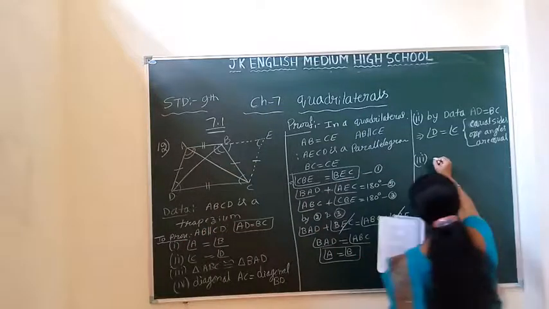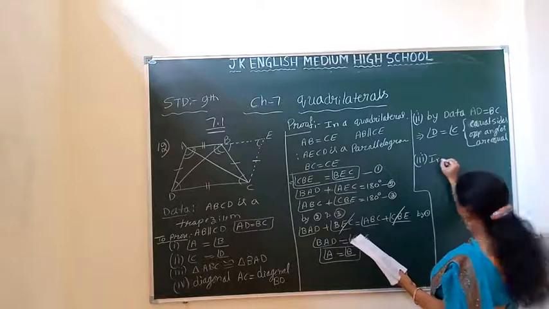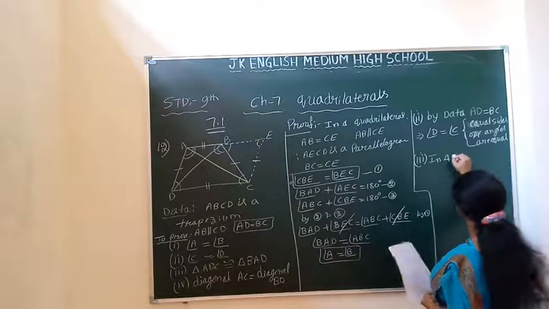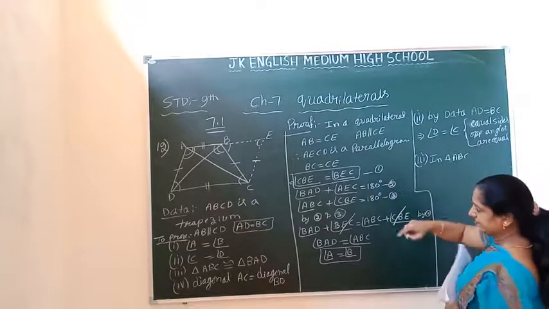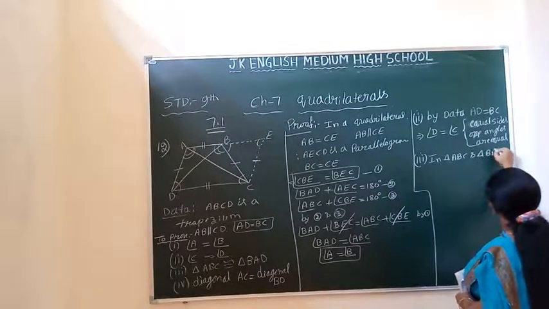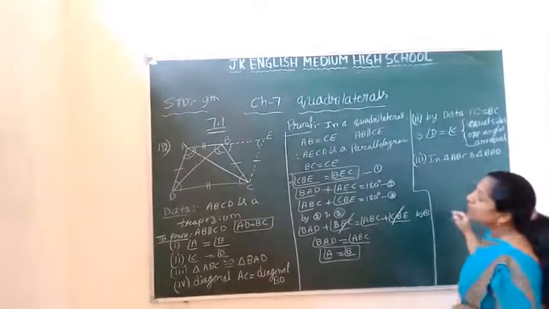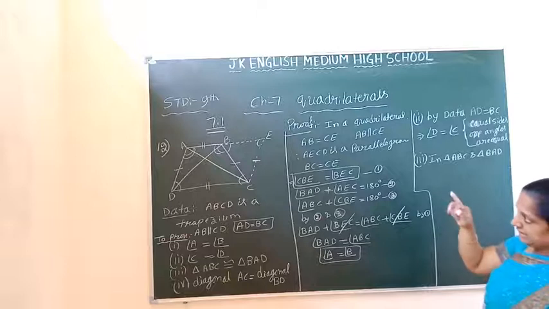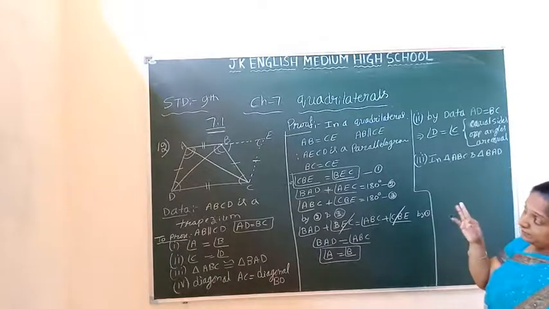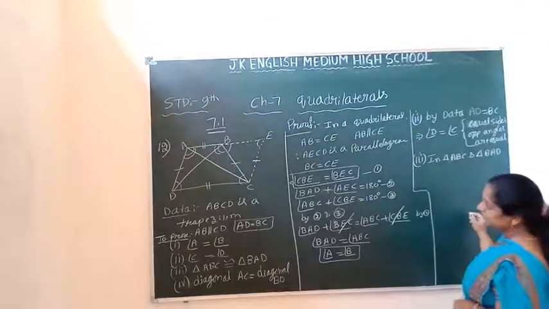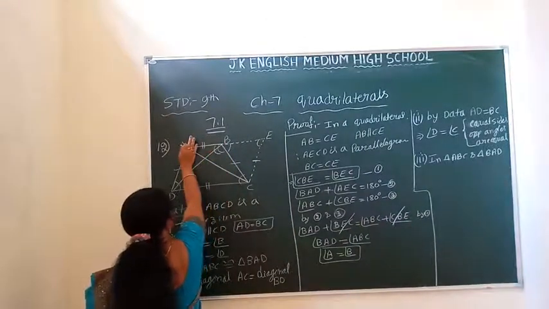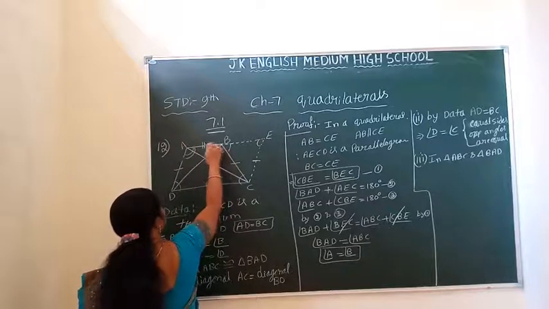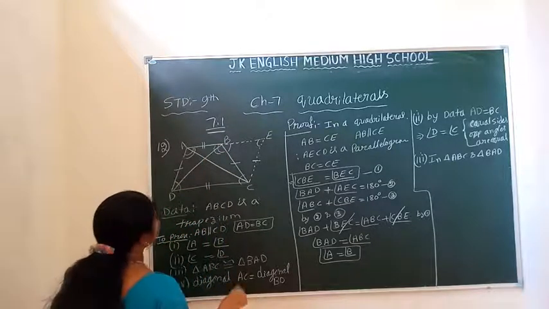In triangle ABC and triangle BAD, I consider these two triangles now. Already we proved angle A is equal to angle B. These two angles are equal, and this is a common side. And these two are parallel to each other, so alternate angles are equal.